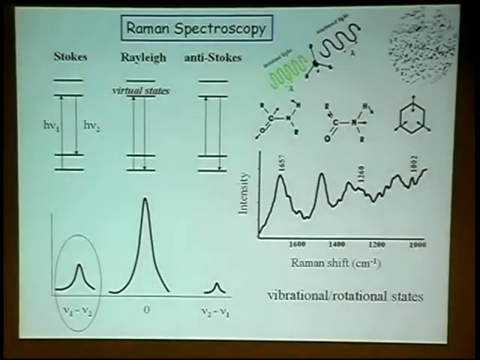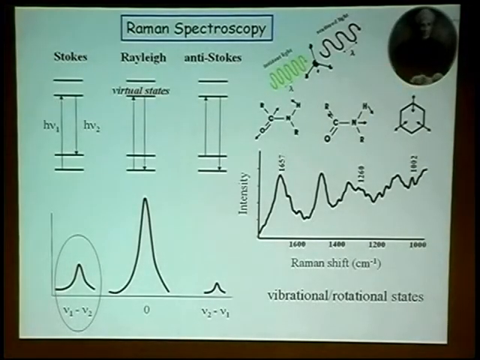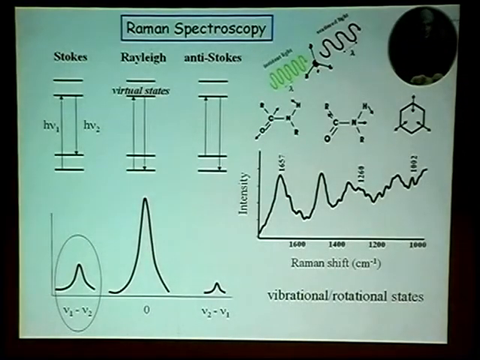Raman was discovered by a very important guy, Raman, and he's from India, and he discovered the Raman spectrum looking at and explaining the blue of the sky and the blue of the sea on a trip.